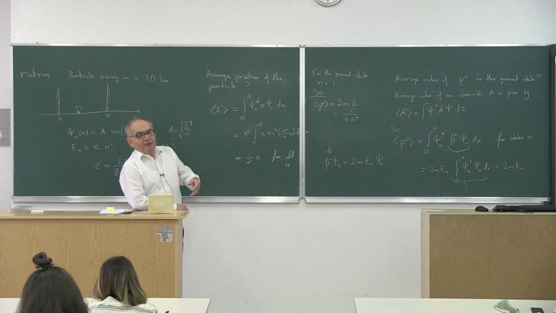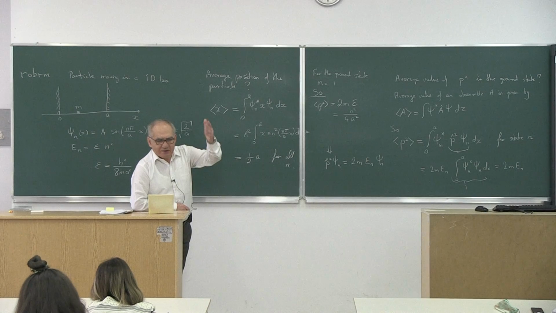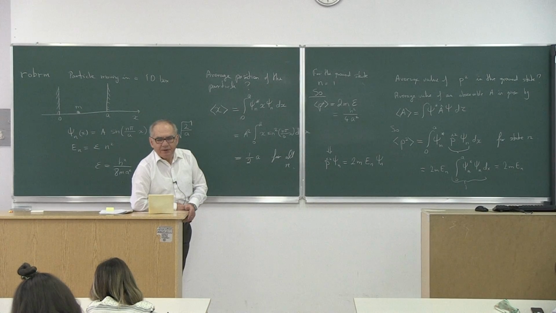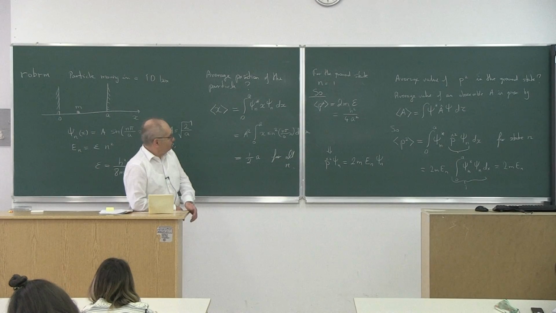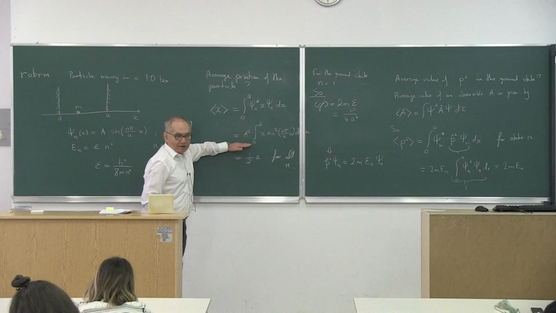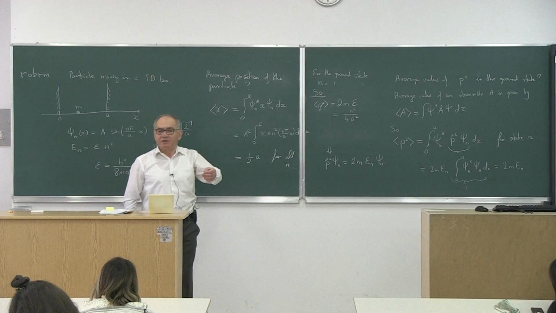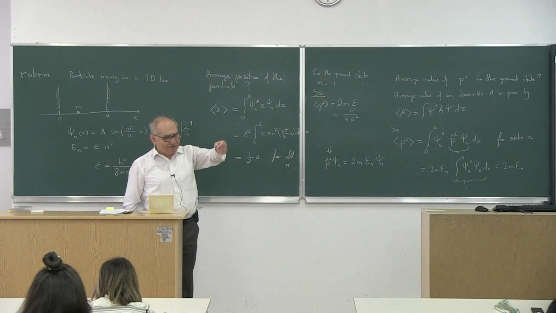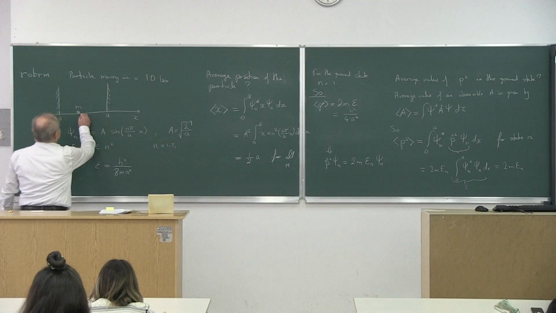So whether it is the ground state or the first excited state or any state in this problem, the average position as calculated by this integral is 1 over 2a. But 1 over 2a, what does it mean? It's the midpoint of the particle.